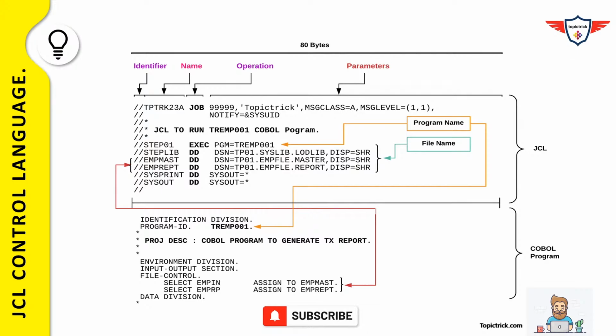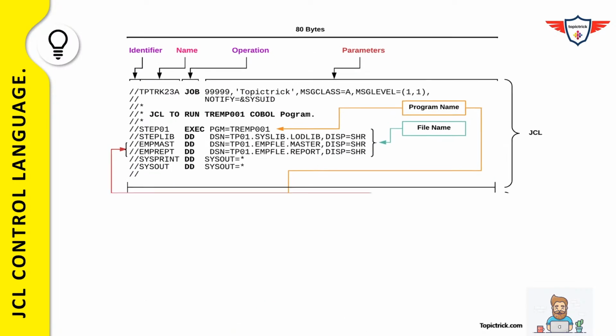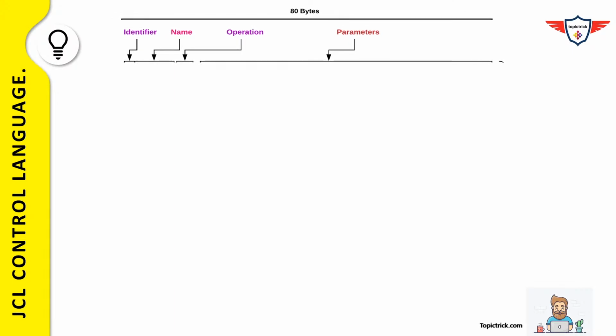Now, before discussing the job control statements in detail, let's discuss two important topics. The first is the coding rules for writing JCL, and the second is JCL parameters, which include keyword parameters and positional parameters. These are very important because they are what is used to define your control statements. So let's get started with the general rules of writing JCL.